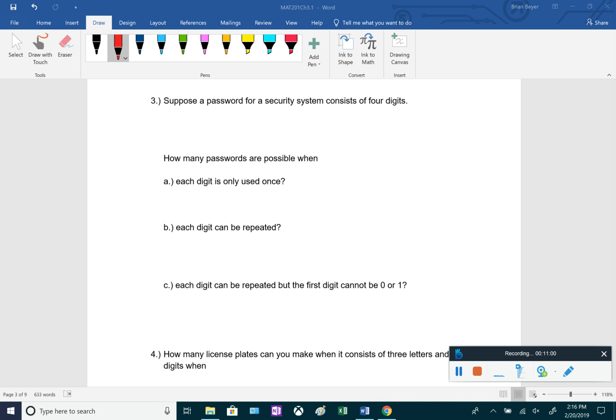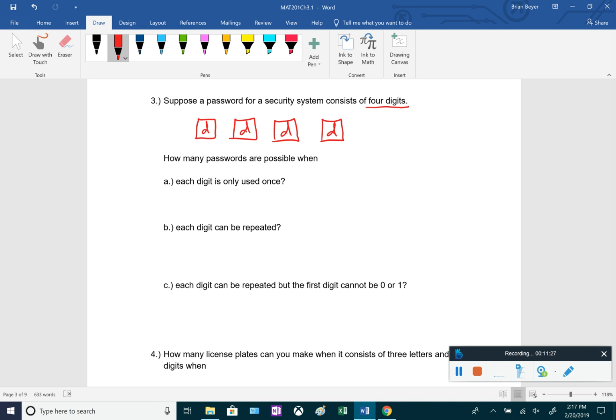So let's say we have a password for a security system that consists of 4 digits, and we want to know how many passwords are possible given these certain restrictions. What I like to do for these questions is write it like this: we have a digit, digit, digit, and digit. We have 4 of them. It probably seems kind of silly, but it might help you guys.